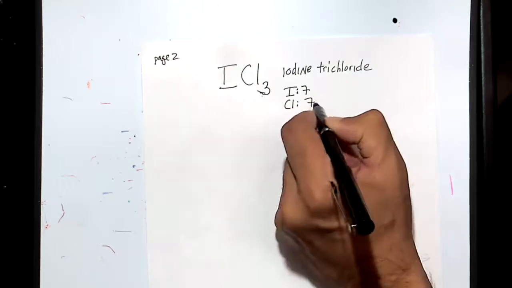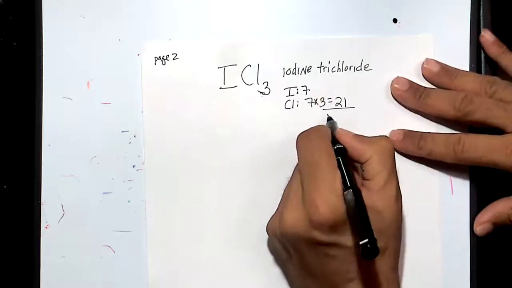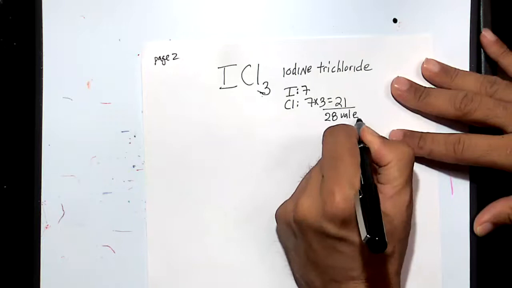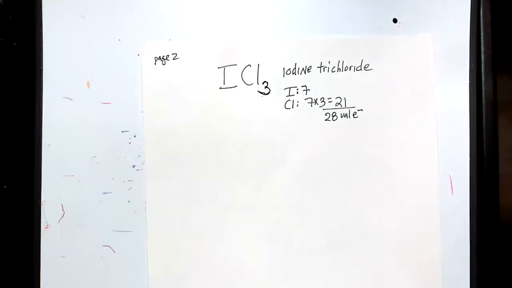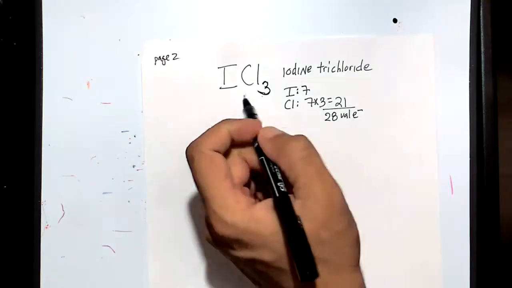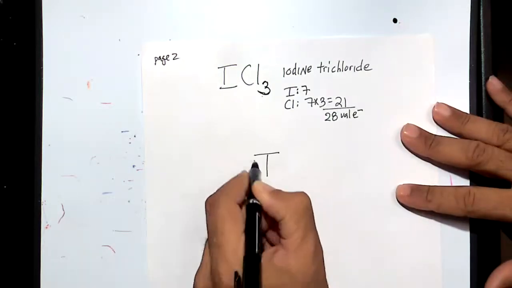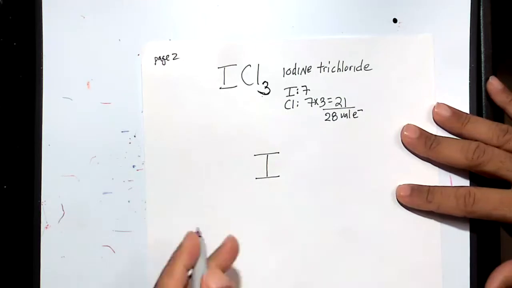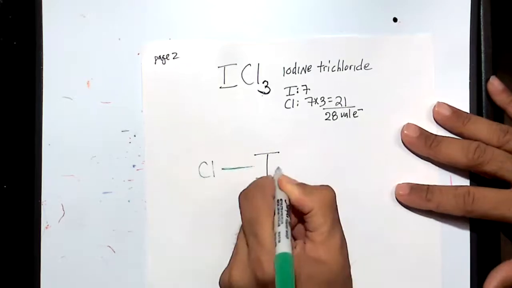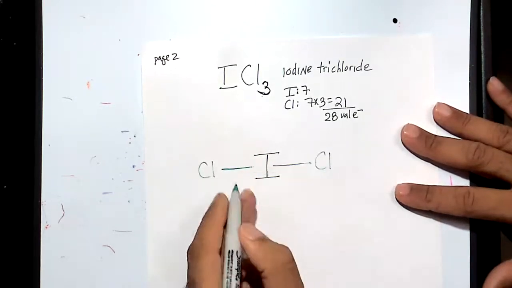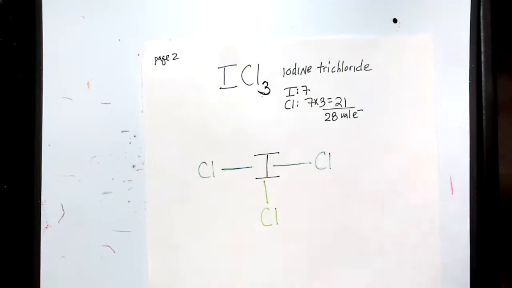But you see we have 3 of these, right? So 3 chlorines, 3 times 7 is 21. So I need to get 28 valence electrons around the ICl3 molecule. But I'm going to make iodine my center atom, because I don't know which one of the 3 chlorines is center. So let's make iodine our center atom. Let's attach it to our chlorines. 1 chlorine, 2 chlorine, and then 3 chlorine.